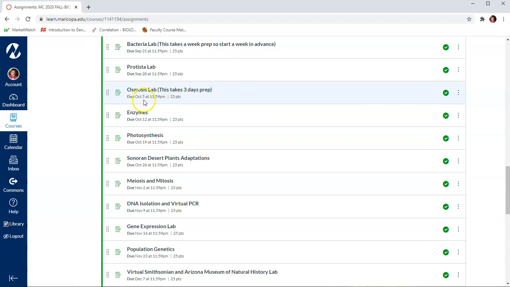So even though it's due on October 5th, you want to make sure that you start that around October 1st, and then make a couple extra eggs in case you drop one.